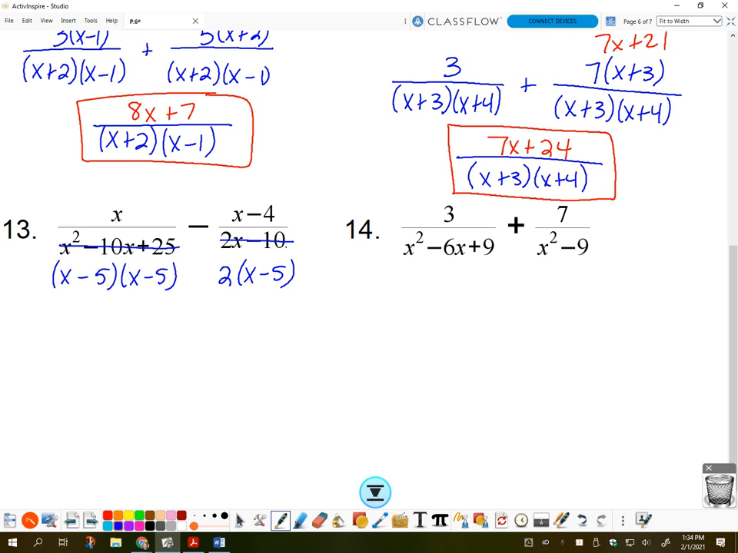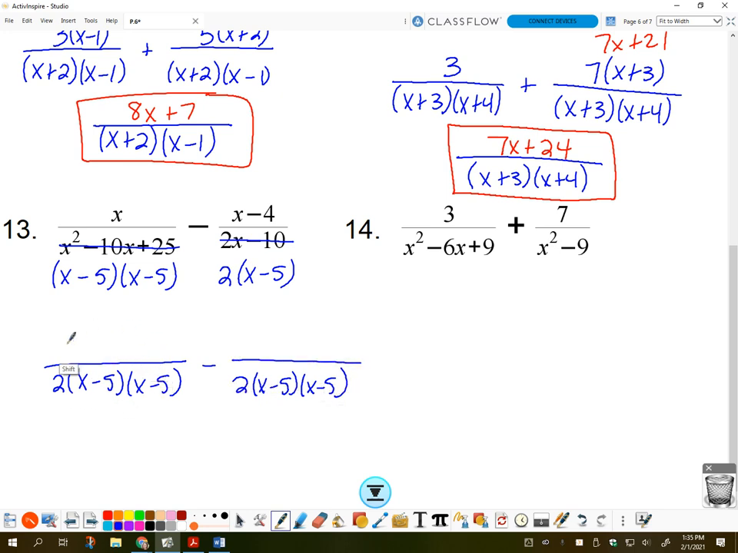Alright, so now, again, to get your common denominator, everything in the first one, and anything in the second one that's new. So x minus 5 is already here, but the 2 is new, so we're going to grab it. So then this is going to have the same denominator because we're making common denominators.